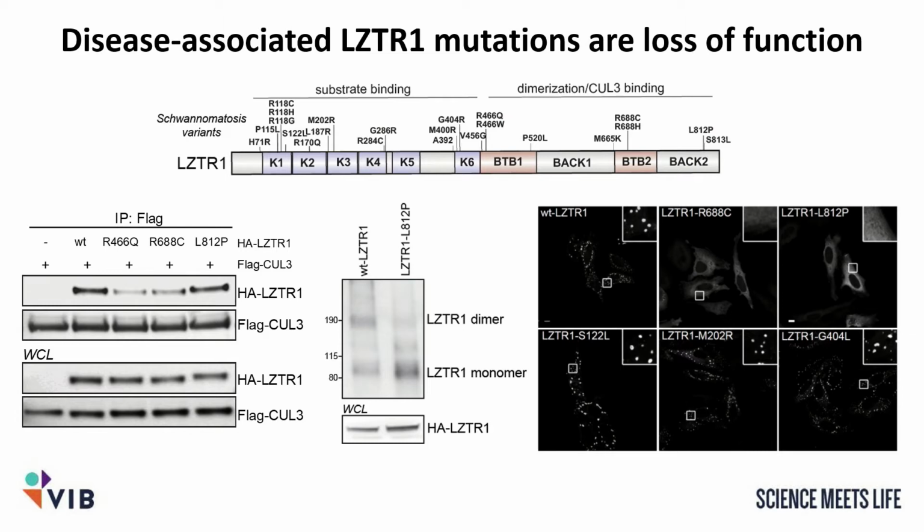What is also amazing is that all BTB-BACK domain mutants also dramatically affect subcellular localization of LZTR1. As you can see here, wild type as well as all Kelch domain mutants form punctate structures, but all tested BTB-BACK domain mutants showed diffuse cytoplasmic localization. So taken together, this suggests that all these disease-associated LZTR1 mutants are loss of function.